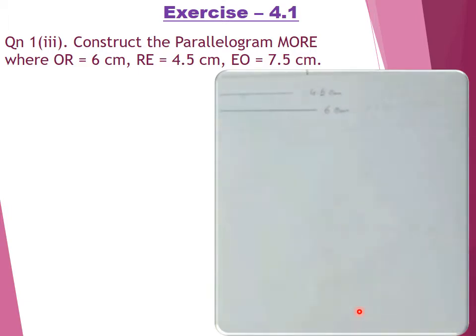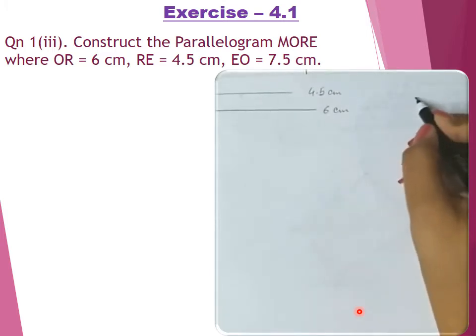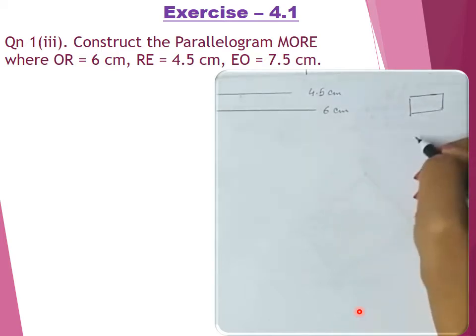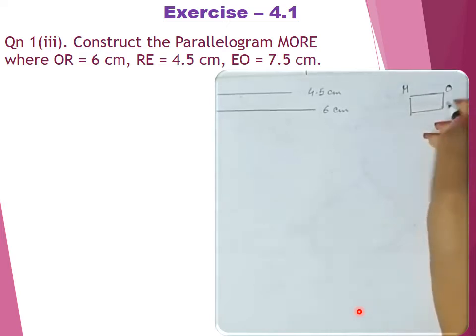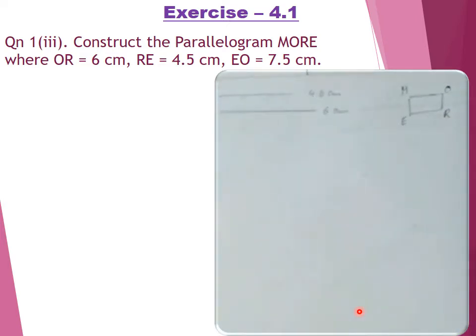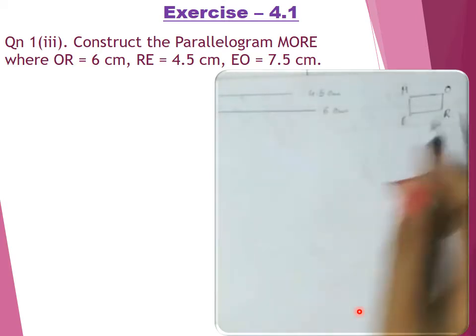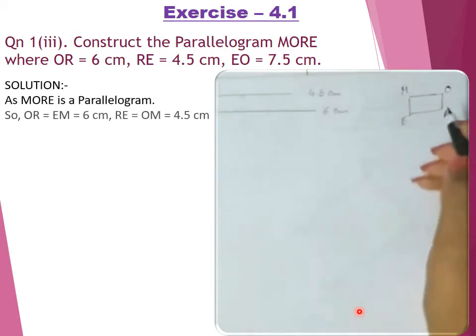Let us draw a rough diagram of this construction first. So since it is a parallelogram, it would look something like this. And let us name it as MORE. We will not write down the lengths according to the length drawn here, but according to the information only. So if something is less than the other, that is quite fine.